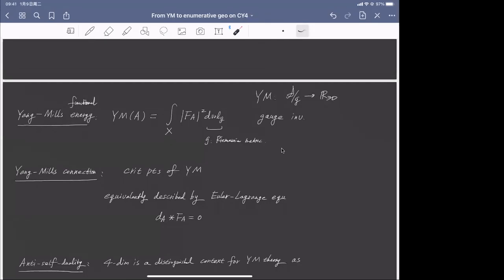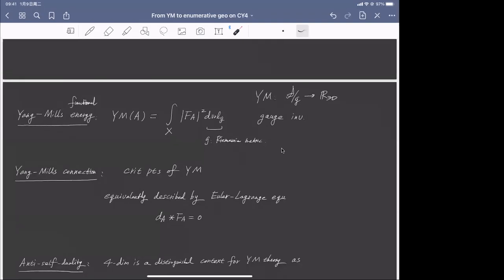Like what we do when we learn calculus, if we have a real valued function, we want to find the maximum or minimum of this function on some closed interval or compact space. Now this space is infinite dimensional, because this A is modeled on the space of bundle valued 1-forms, and this gauge is modeled on the space of bundle valued 0-forms. So usually it's not easy to find a minimum, but motivated by differential calculus, we can talk about the critical points of this Yang-Mills energy.